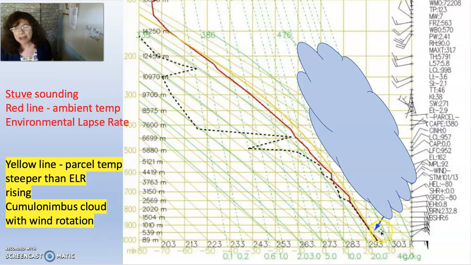So from here, about here all the way up, while the parcel line is above the environmental lapse line, you can grow a cloud. Oh, and here's where they meet. So when the parcel line meets the temperature of the environmental lapse line, they're both going to be the same temperature. There's no more rising for the cloud. The cloud will stop there. So my cloud went a little bit above it. Let's just say it had more latent energy. It broke through a little bit. You've seen that before in cumulocongestus clouds.